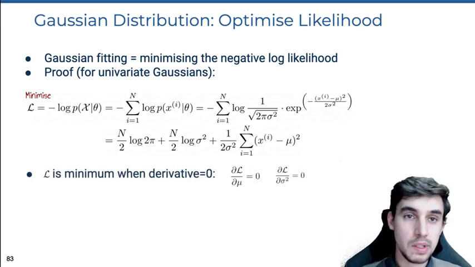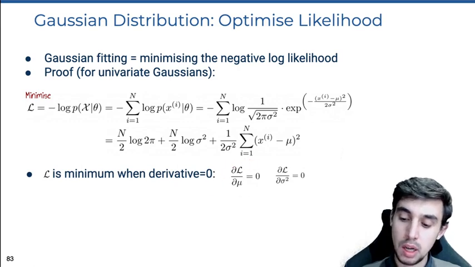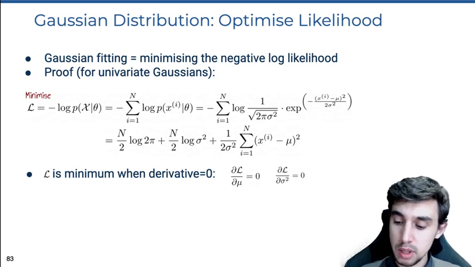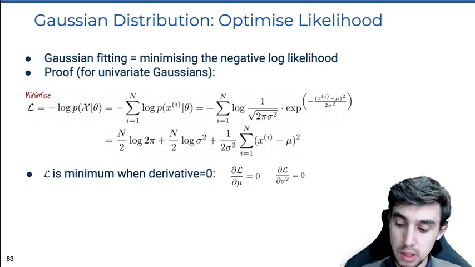And you might know that if we want to minimize the quantity, actually the minimum will take place in an area where the derivative is 0. So we can compute the partial derivative of the negative log likelihood according to the two parameters, so according to mu and according to sigma.